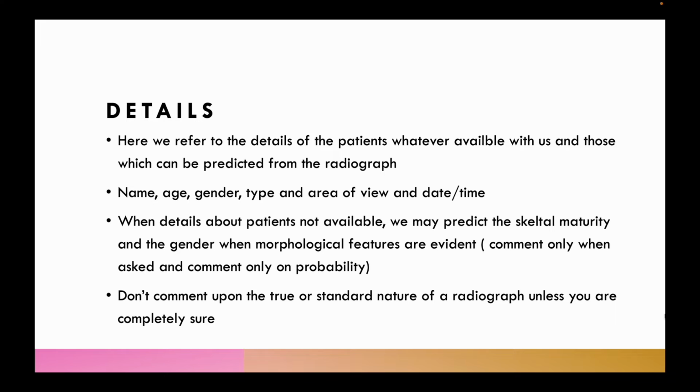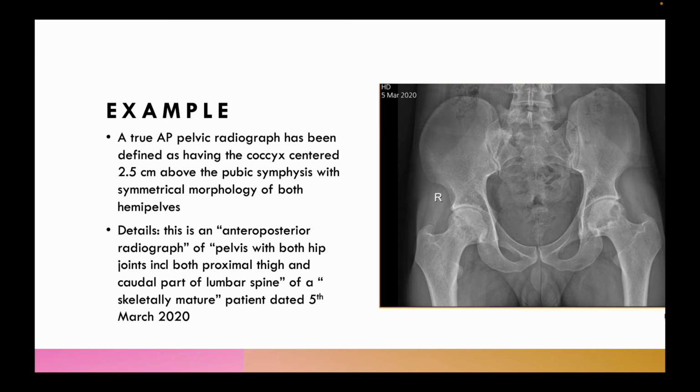Then after the details, let's first come to the example. So this is a radiograph which is shown on the right side, and the details can be described as: this is an anteroposterior radiograph of pelvis with both hip joints including proximal thigh, both sides, and caudal part of the lumbar spine of a skeletally mature patient, dated 5th March 2020. So these are the basic details which can be delineated from this radiographic projection.